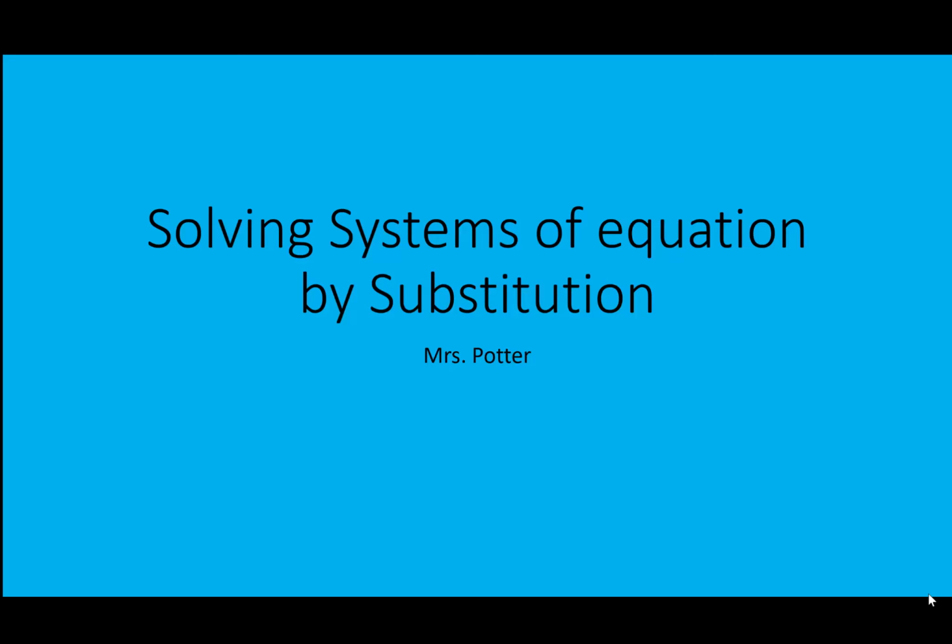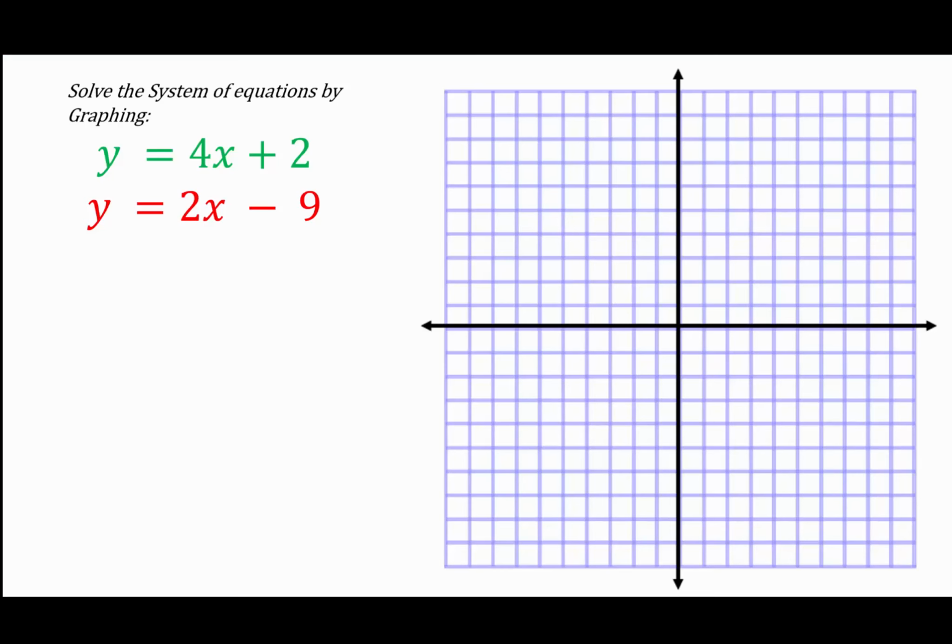All right, today we are solving systems of equations by substitution. Last time we learned how to solve a system by graphing, but what happens when we graph an equation and our lines do not meet on our grid? Now clearly these lines are going to meet at some point, but we need a larger grid to actually see where they cross. So we need another method. And one of these methods is called substitution.